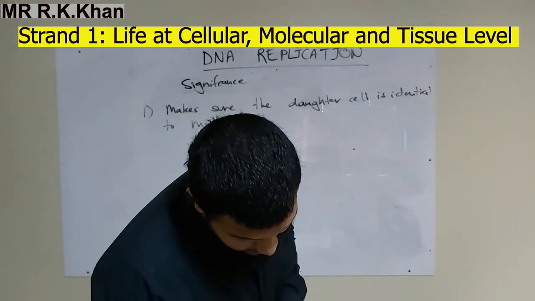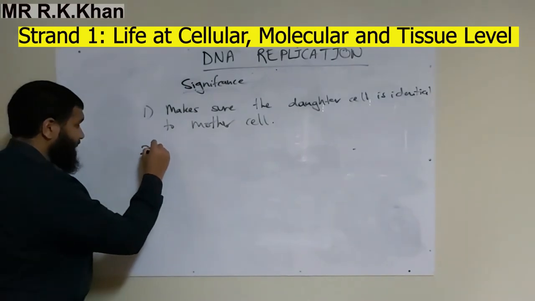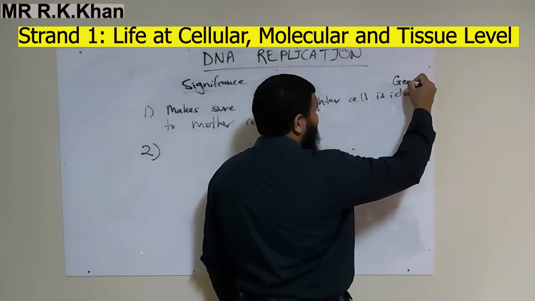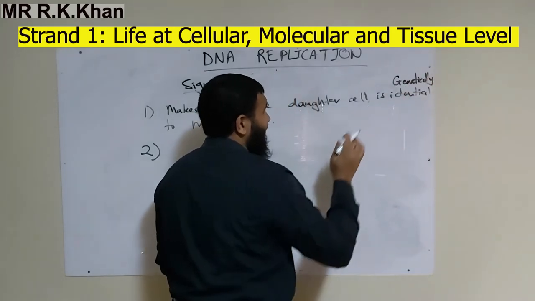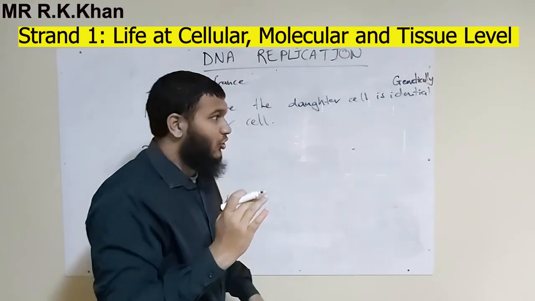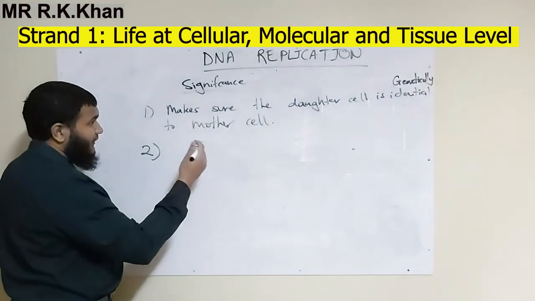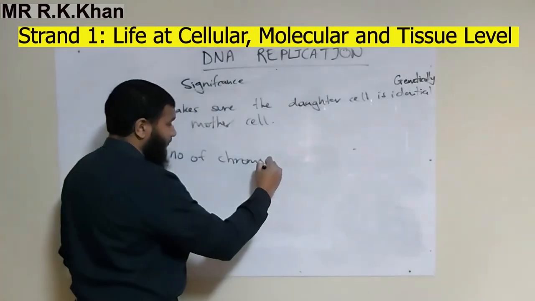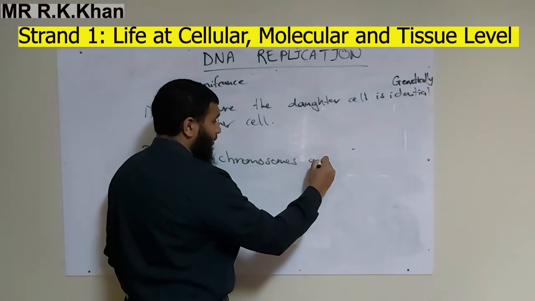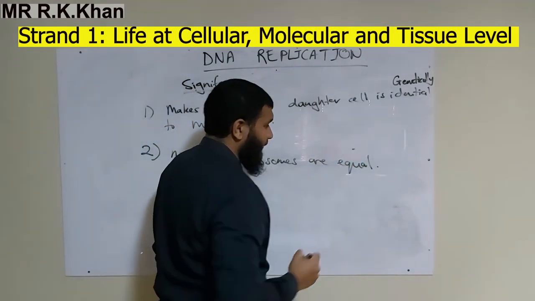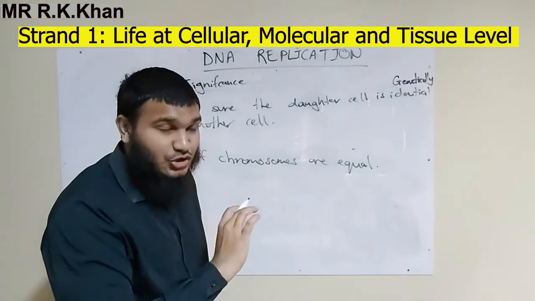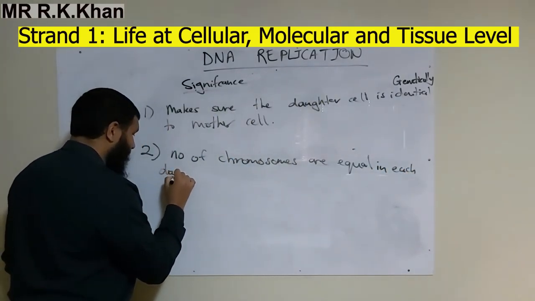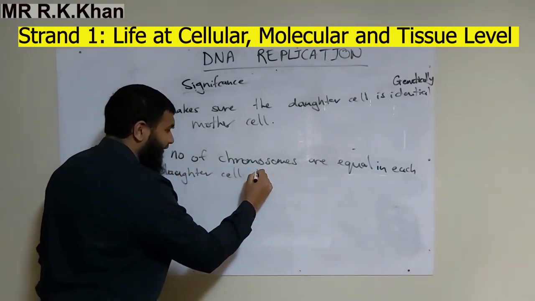Number two, identical genetically. Identical in what way? Genetically identical. They must have the same number of chromosomes. Number two, just to reiterate the first one, the number of chromosomes are equal in each daughter cell and mother cell.